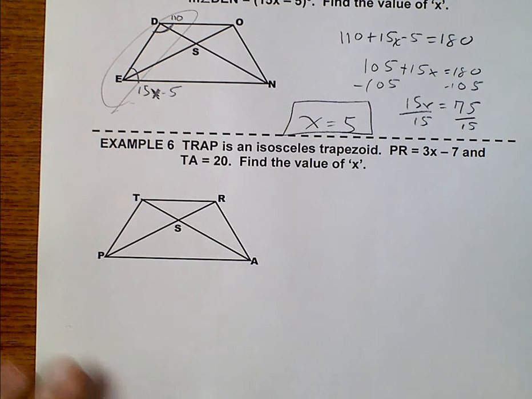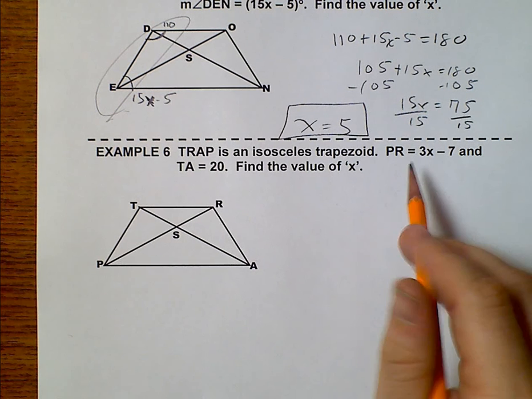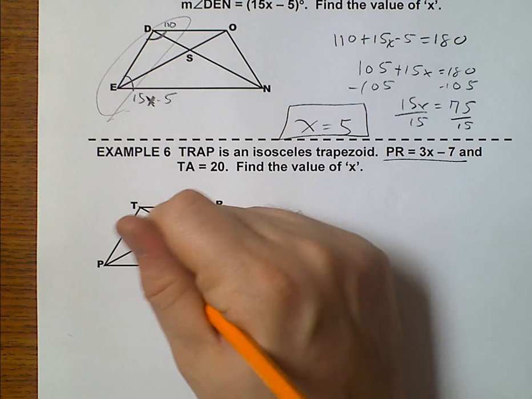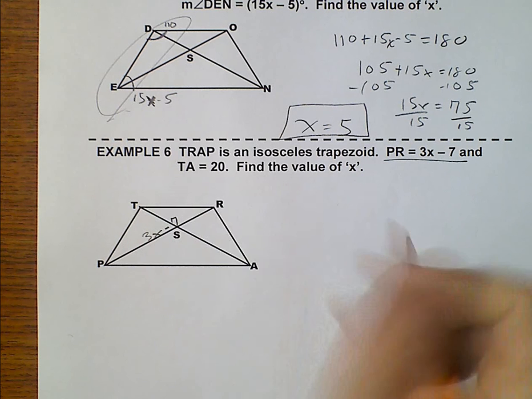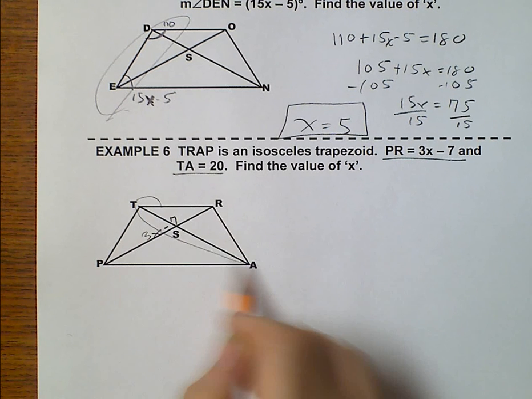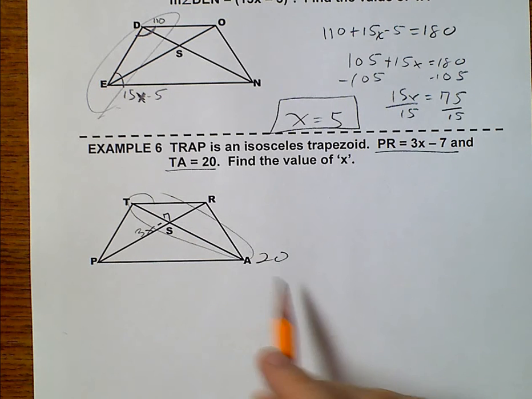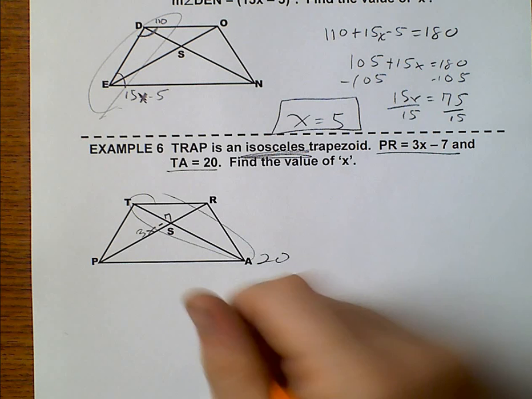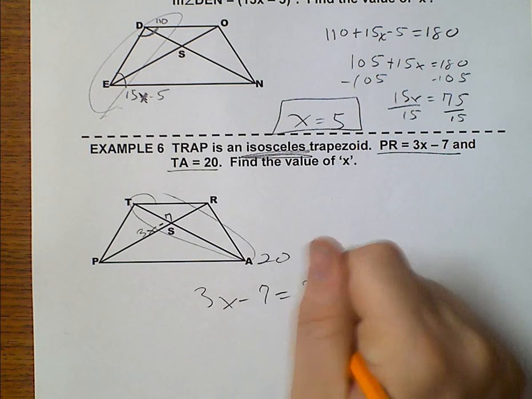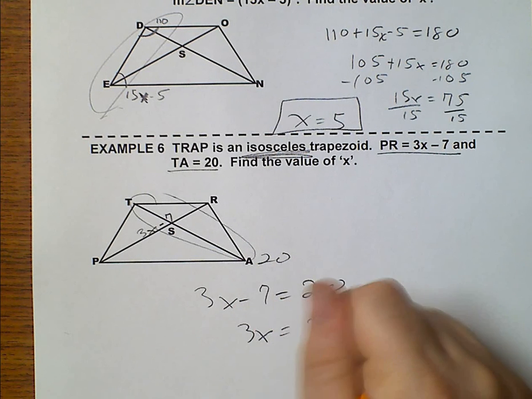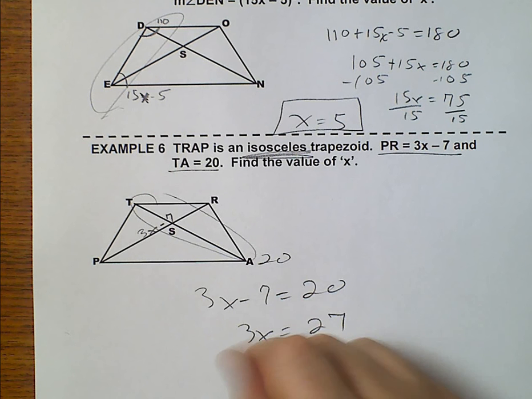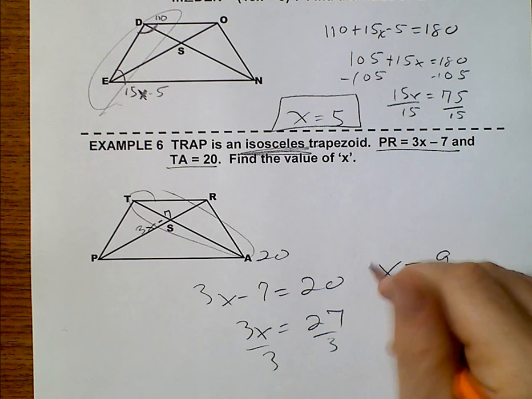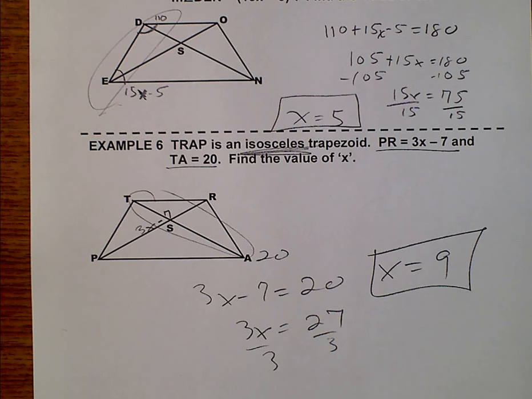And our last trap, PR is 3x minus 7 and TA is 20. Well, because this is an isosceles trapezoid, my legs must be congruent. So 3x minus 7 must equal 20. So 3x equals 27. Divide both sides by 3. And we get that x equals 9.